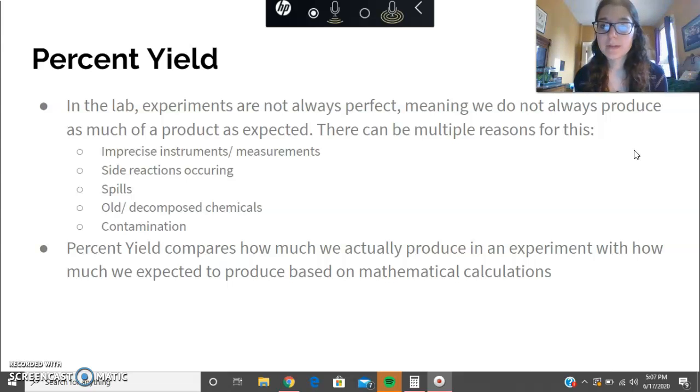And there could be multiple reasons for this. Our instruments and measurements could be imprecise. So maybe you use a graduated cylinder to measure liquid. You think that you have exactly 10 milliliters when really you don't. Your scale could be off or not measuring correctly or accurately. There could be side reactions occurring that you don't know about that are using up some of your product or some reactants.